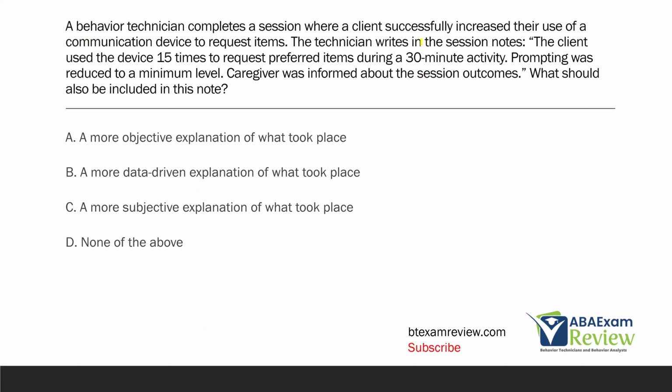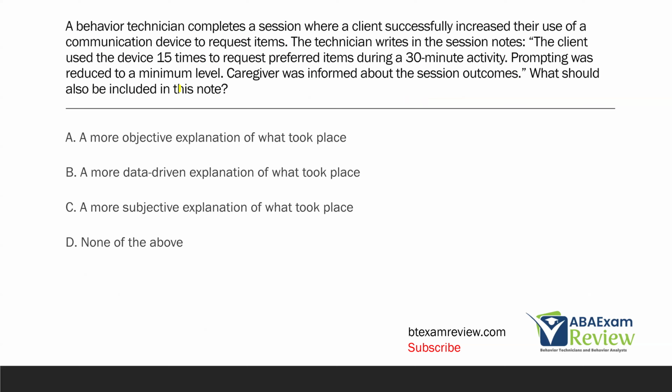A behavior technician completes a session where a client successfully increased their use of a communication device to request items. The technician writes in the session notes, the client used the device 15 times to request preferred items during a 30-minute activity. Prompting was reduced to a minimum level. Caregiver was informed about the session outcomes. What should also be included in this note?